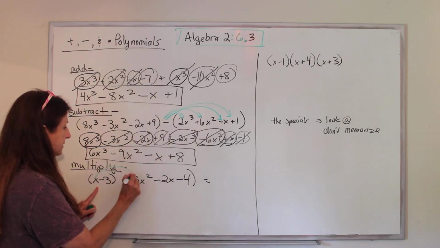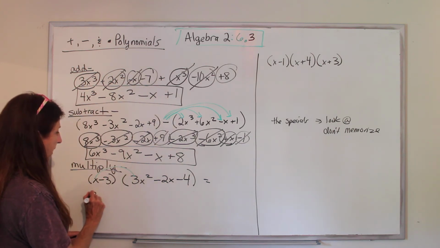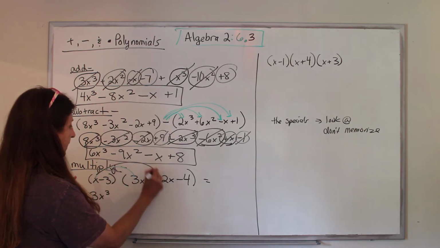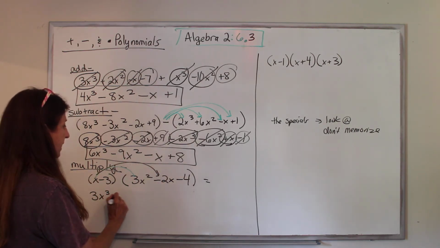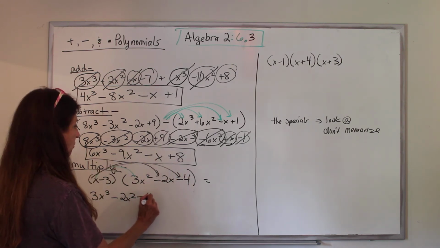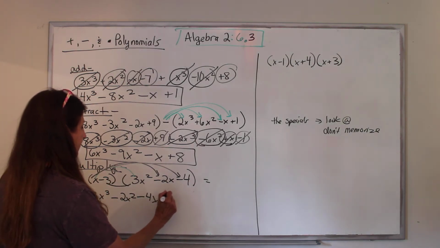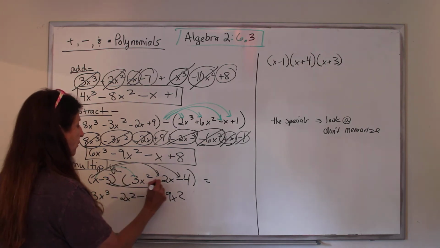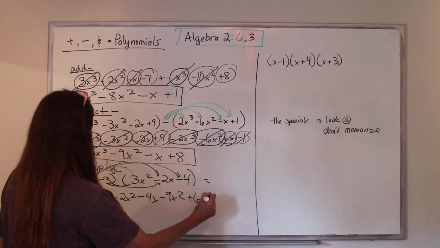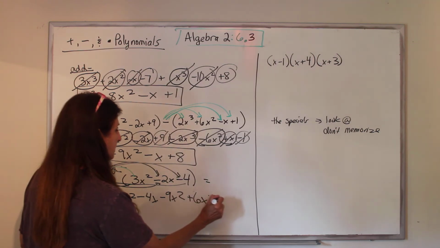Alright, so I'm going to do x times 3x squared. X times 3x squared is 3x to the third power. X times negative 2x is negative 2x squared. X times negative 4 is minus 4x. Now I'm going to go the other way. Negative 3 times 3x squared is negative 9x squared. Negative 3 times negative 2x is, 2 negatives make a positive, 6x. I only have one. And then negative 3 times negative 4 is positive 12.